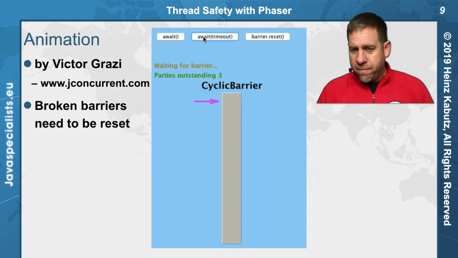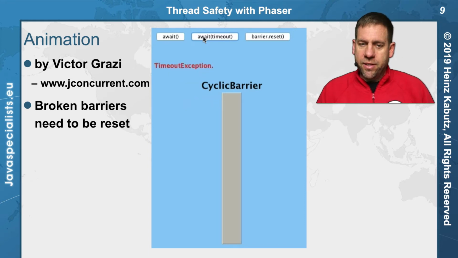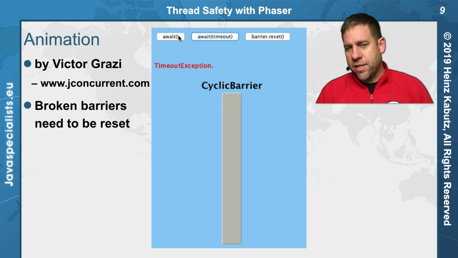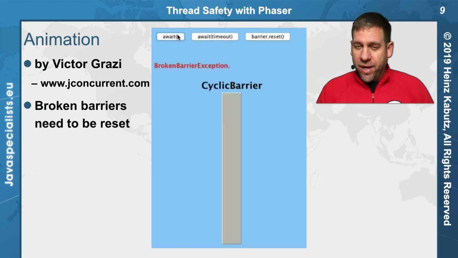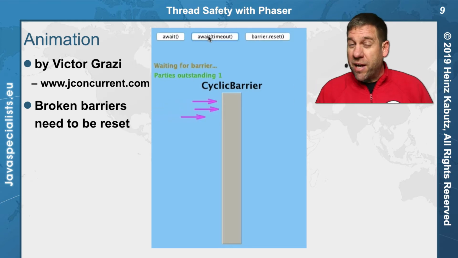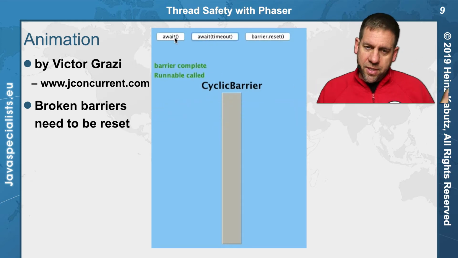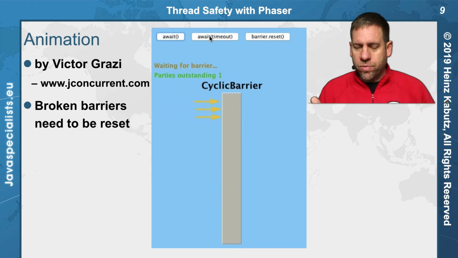Now I've got some with timeout. I've got one thread with timeout. You get a timeout exception. And if you then try to use the barrier, you get a BrokenBarrierException over here. I have to reset the barrier. I don't have to make a new instance, but I have to reset it. And after that, when I call await, then it works again, either with a timeout or without a timeout.